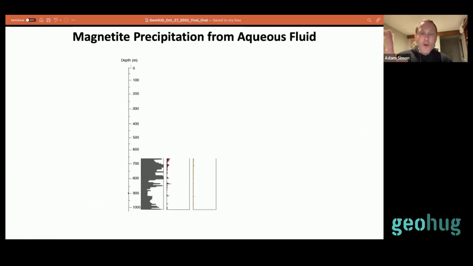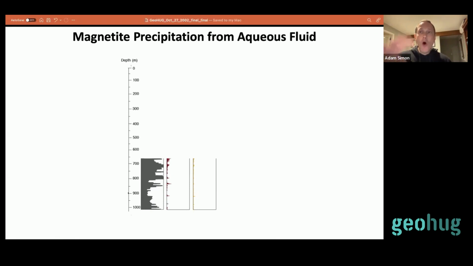So now I'm showing you the depth, the drill core for the Candelaria system. So we've got 0 down to more than 1,000 meters. And what I'm showing you here is this gray area represents iron grade. The center here in red represents copper grade. And the gold or yellow here on the right represents gold grade.